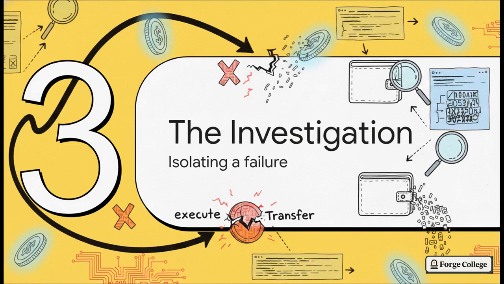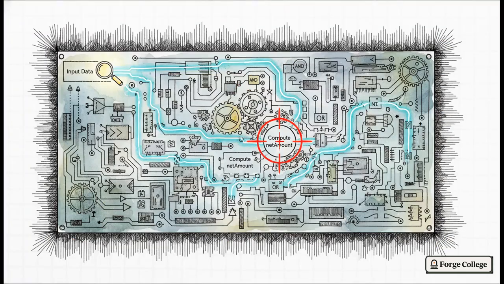All right, Section 3, the investigation. Let's talk about actually isolating a failing transaction. Let's put this into practice with a real-world example. Say we've got a token transfer reverting inside a multi-step execute transfer function, and the recipient's balance is just totally wrong. We have to follow the evidence.